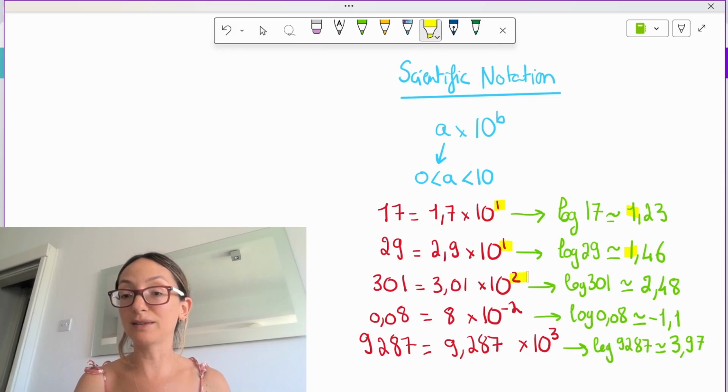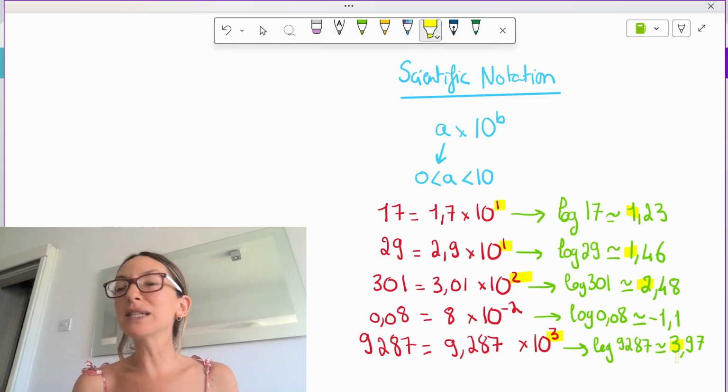301 is of order 10 to the power of 2. And the logarithm base 10 is 2.48. Now let's leave the negative power for now. We'll get back to it later. Let's finally look at the last number. So it's 10 to the power of 3, and the logarithm is 3 point something.